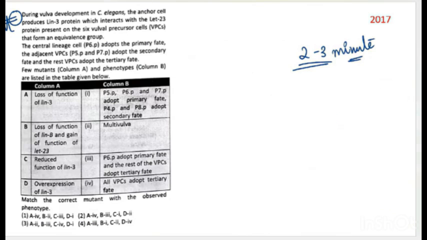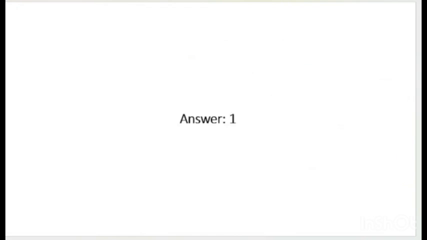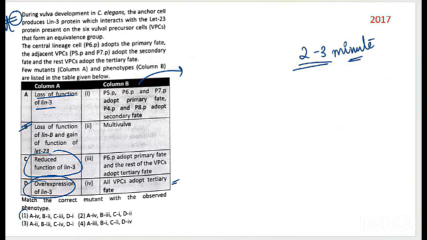So the question is that you have in column 1 the various mutation cases, and in column B the information related. So first one is loss of function of Lin3, then you have loss of function of Lin-B and gain of function of LED23, reduced function of Lin3 and overexpression of Lin3. So when the loss of Lin3 will be there, what will happen? Yes, majority of you have marked the answer as option number A. Some of you have marked the answer as option number B, and one of you marked the answer as option number 3. Very good. First is the answer.